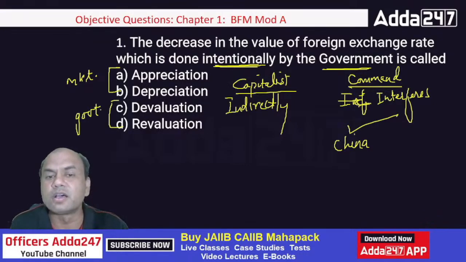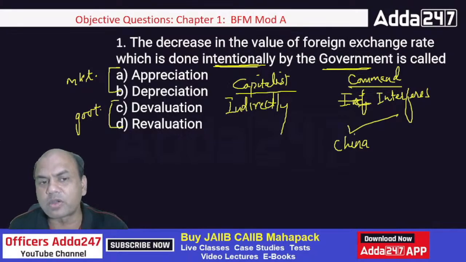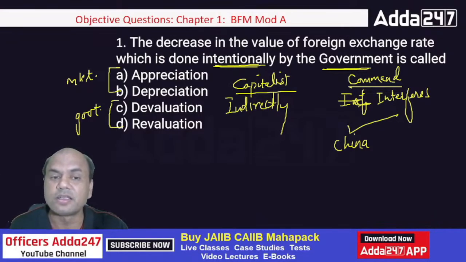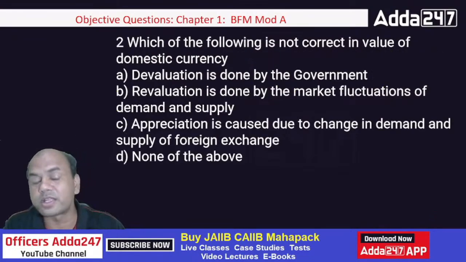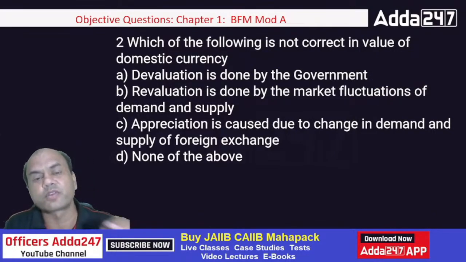Okay. So here when I say intentionally by the government, it is known as either of these two, devaluation or revaluation. Now you tell me, is it C or D? When it is done by the government intentionally, it is C. C is the answer. It's reduced intentionally. So it is C. Devaluation. Simple. Isn't it tricky? What did I say? The questions are tricky. And in exam also you will get such tricky questions.